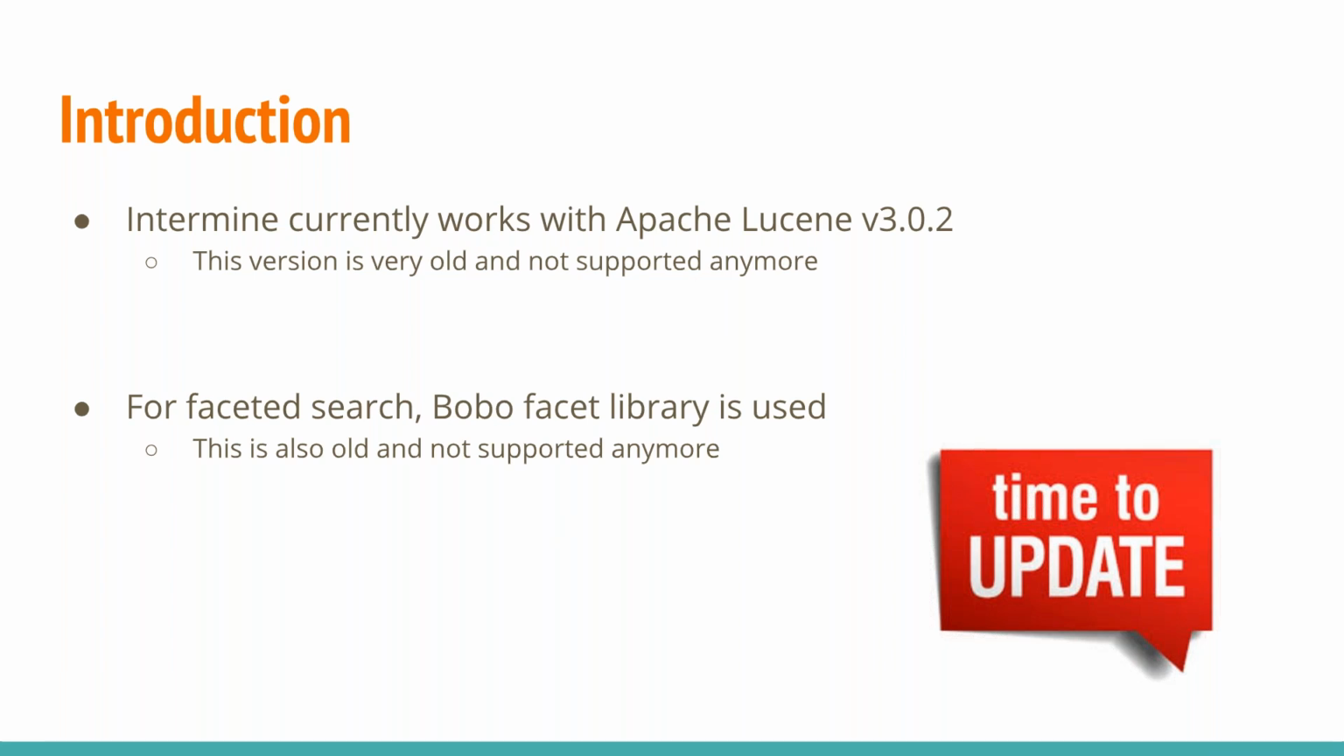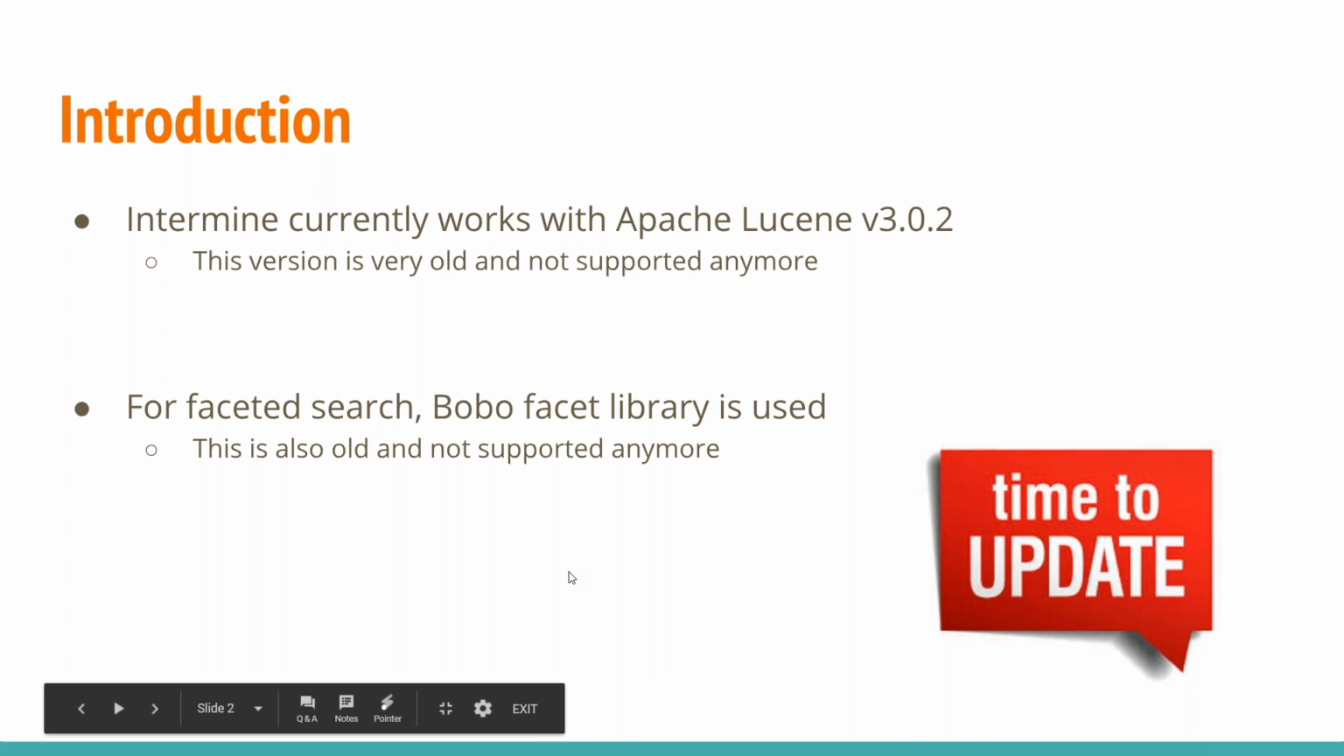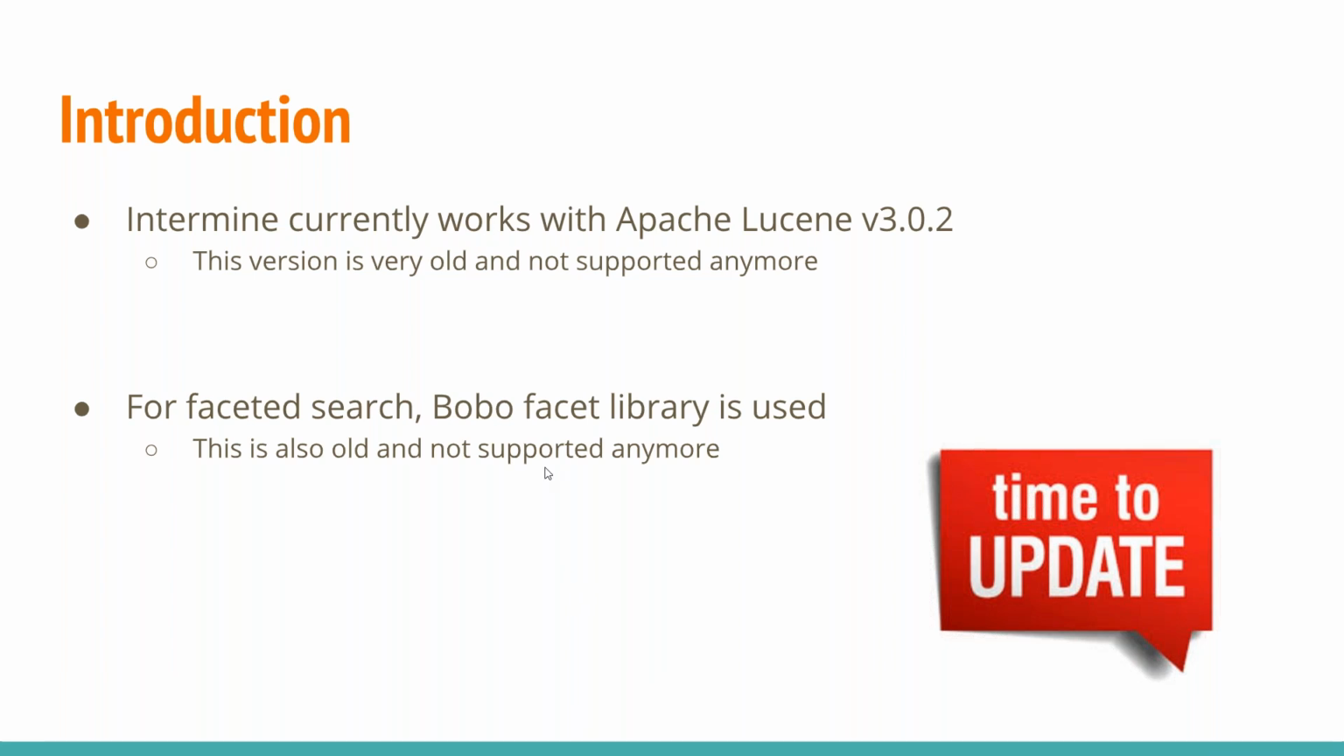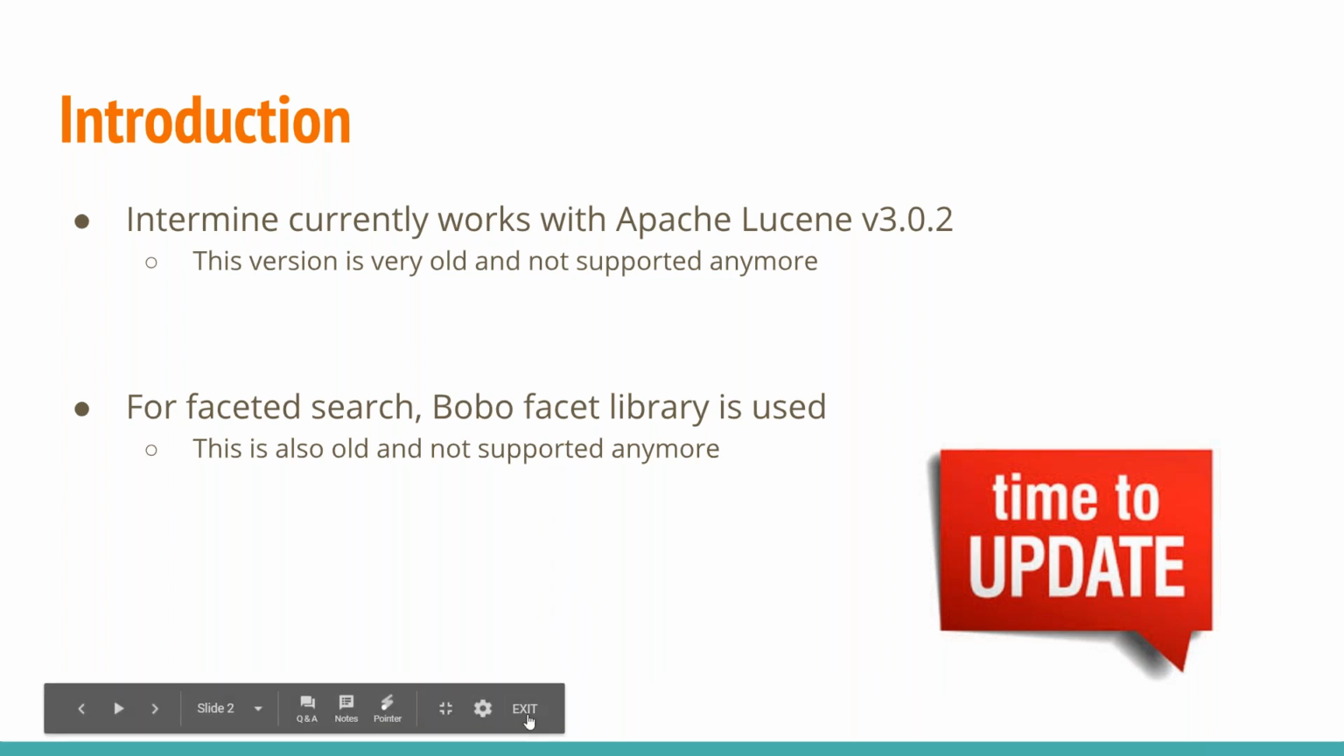Currently InterMine uses Lucene to index the data. Before searching, we need to index the data to get the results quickly. We are using Apache Lucene version 3.0.2, and this version is fairly old and not supported anymore. For faceted search, we are using the Bobo Facet library, which is also fairly old and not supported anymore. So it's obvious that we have to update our search system so that we can improve the search.